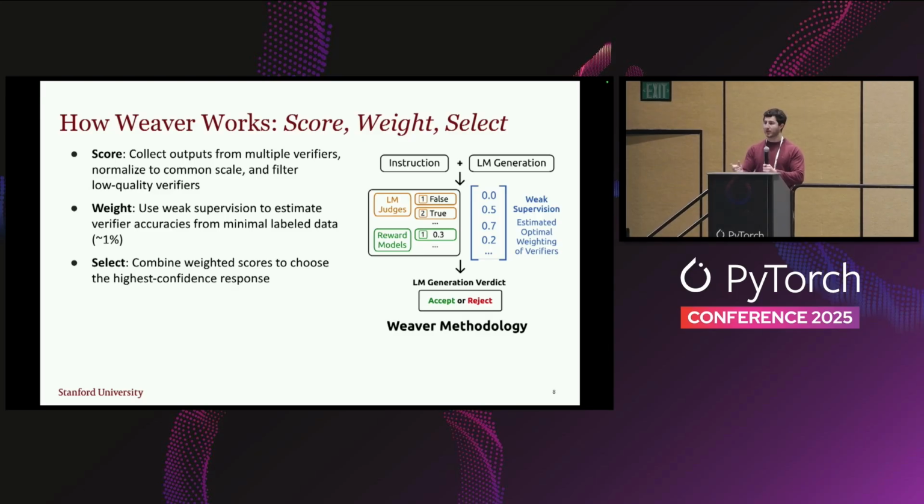Oftentimes when you have some sort of split, you can weight them according to known priors around their different qualities. And you can estimate these priors using a very small set of annotated examples. For estimation, this is usually about 5 labeled examples, but you can use that small set of labeled examples to extrapolate towards hundreds or even thousands of data examples by using that as your prior. And once you have this prior, you can then select and combine these different weighted scores to choose the highest confidence response amongst hundreds or thousands of responses.